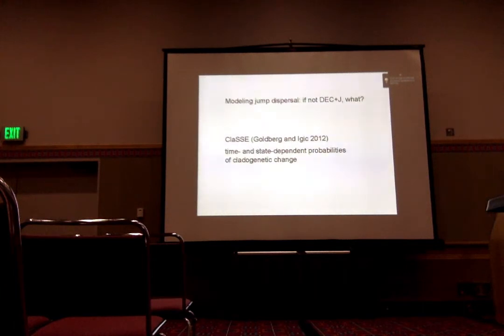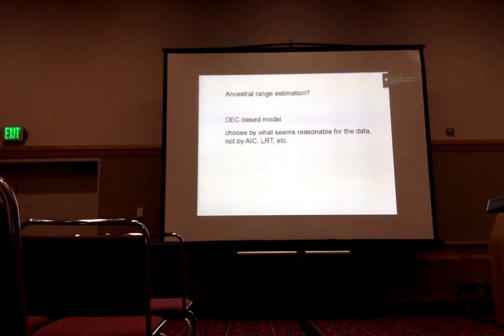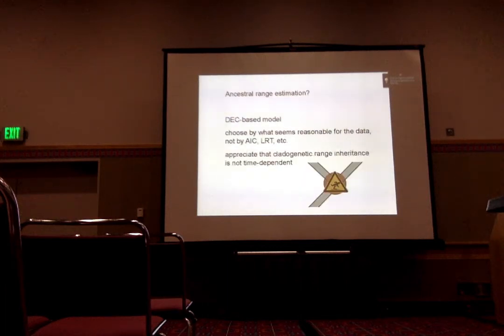Okay, so that's basically my argument. If not DEC+J, Nick already touched on this, a ClaSSE-type model is obviously the thing to do, because phylogenetic events and anagenetic events are unified in a temporal dimension. What if you're not interested in diversification or jump dispersal? If you just want to infer ancestral ranges on a tree, I would say then use a DEC-based model, but don't use model selection. Just choose what seems reasonable based on the system and the data.